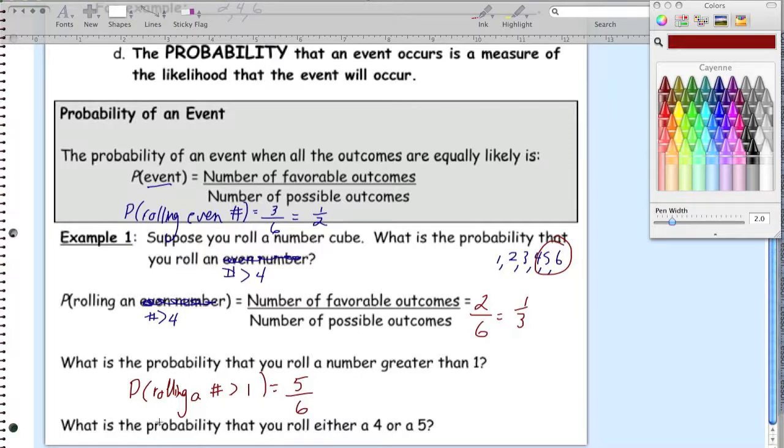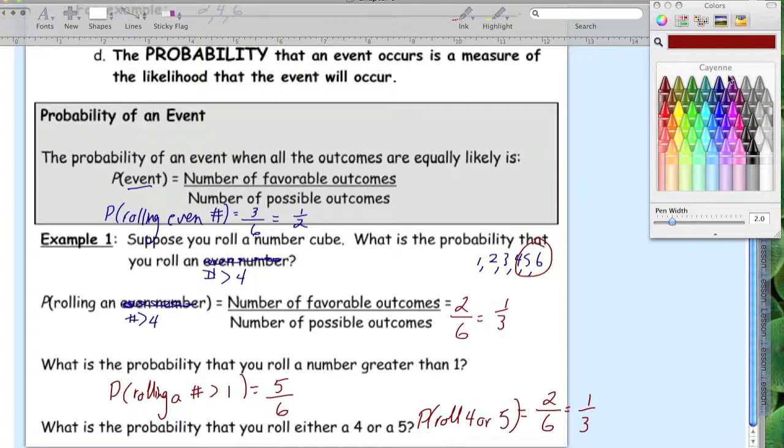What is the probability that you roll either a 4 or 5? We want to write probability, roll 4 or 5. How many favorable outcomes do we have? We have 2 favorable outcomes, 4 and 5, out of 6 possible outcomes. So again, we have a 1/3 chance. Okay? Alrighty.